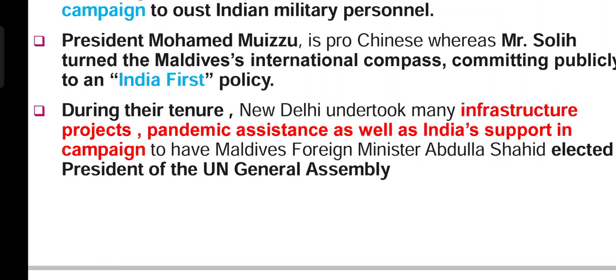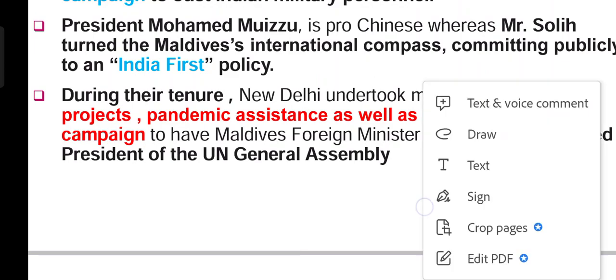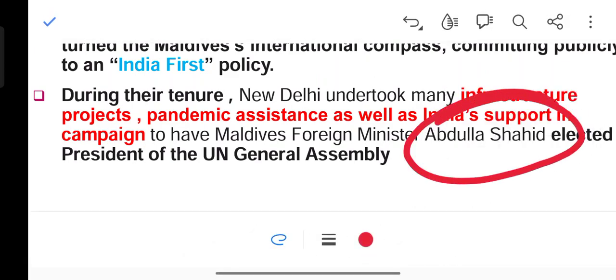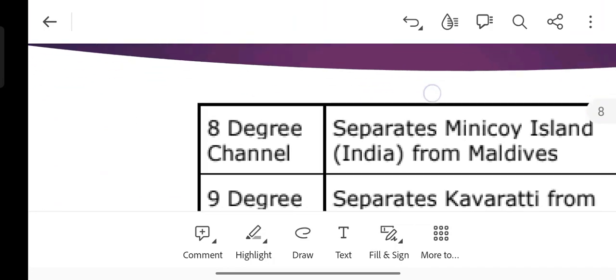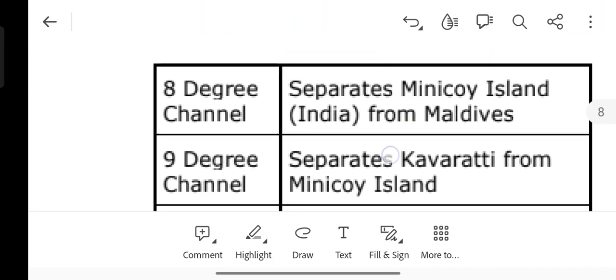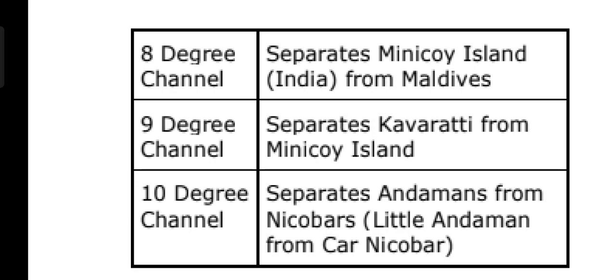And during the tenure of Mr. Solih, we had many infrastructure projects. We had given pandemic assistance, as well as India's support in the campaign to have Maldives Foreign Minister Abdulla Shahid elected President of the United Nations General Assembly. So India was also supporting, and in fact the India and Maldives relation was achieving greater heights. Okay, so now after the coming of this president, whether the relation will go deeper, time will tell.